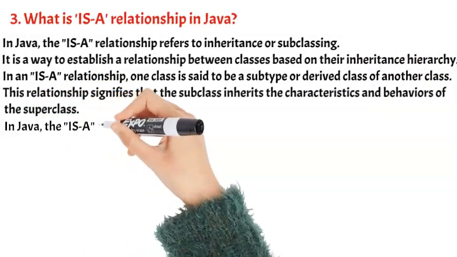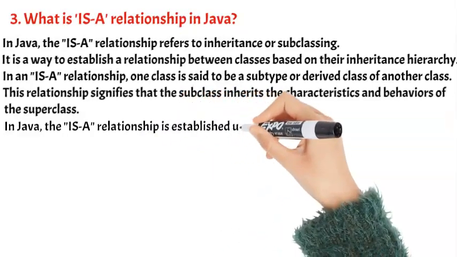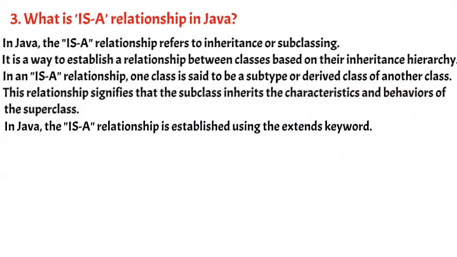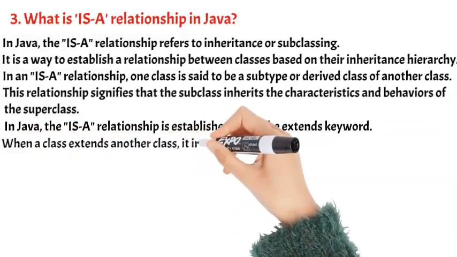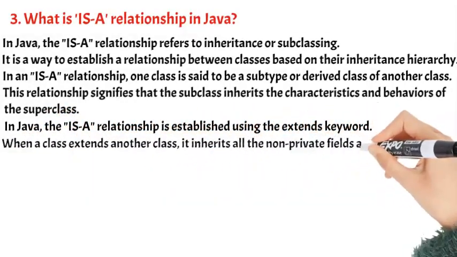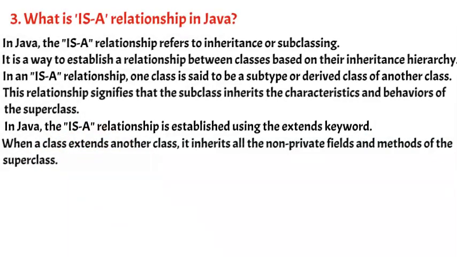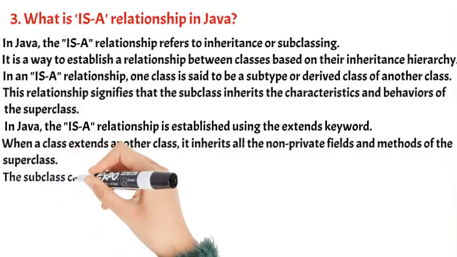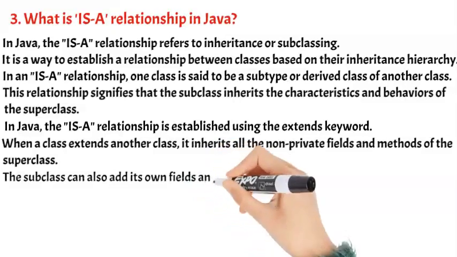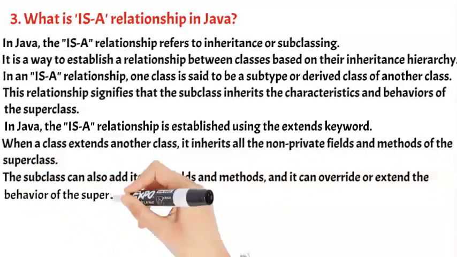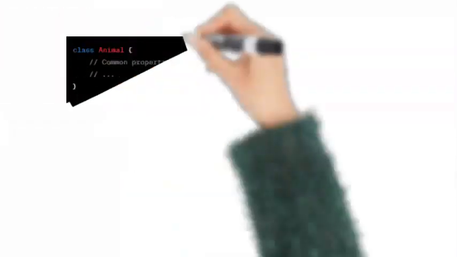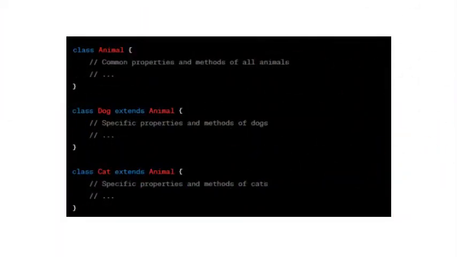In Java, the ISA relationship is established using the extends keyword. When a class extends another class, it inherits all the non-private fields and methods of the superclass. The subclass can also add its own fields and methods, and it can override or extend the behavior of the superclass methods.